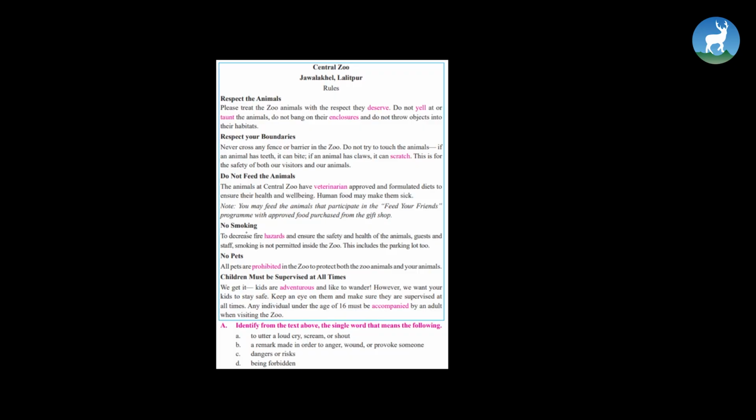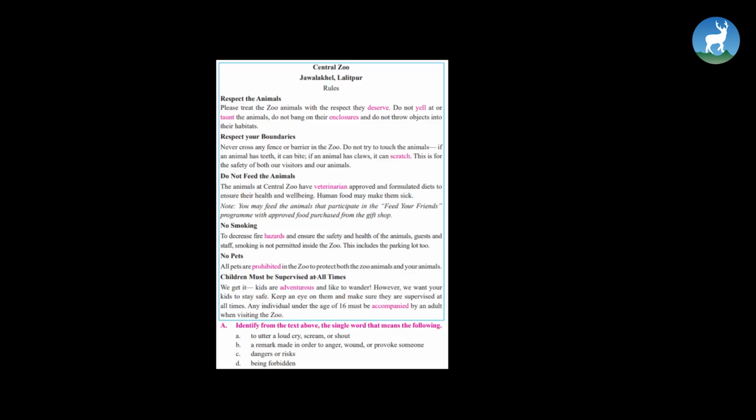gift shop. No smoking. To decrease fire hazards and ensure the safety and health of the animals, guests and staff, smoking is not permitted inside the zoo. This includes the parking lot too. No pets. All pets are prohibited in the zoo to protect both the zoo animals and your animals. It should have been both the zoo animals and you.